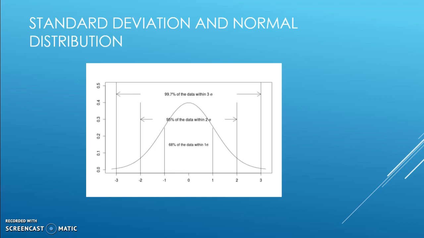68% of the area of a normal distribution is within one standard deviation of the mean. 90% of the data falls within two standard deviations of the mean. And 99.7% of the data falls within three standard deviations of the mean. Normal distributions are standardized by subtracting the mean and dividing by the standard deviation.